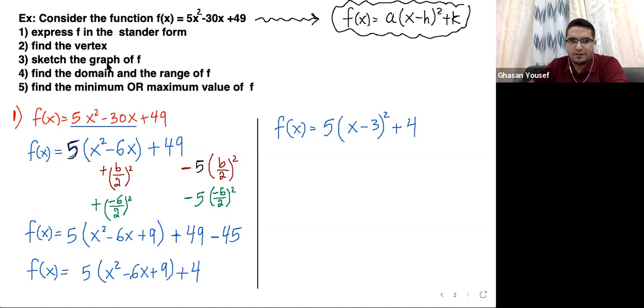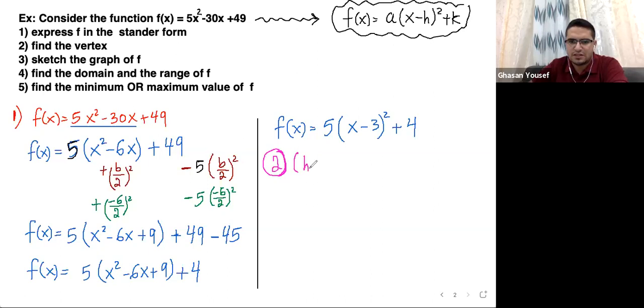No. Okay. For the second one, find the vertex. So by using the standard form, I need to find the vertex. I need to sketch the graph. I need to find the domain after sketching the graph, and the range at the same time. Then we can find the minimum or maximum from the graph or without the graph. Okay, for the second one, who will do it? What is the vertex?